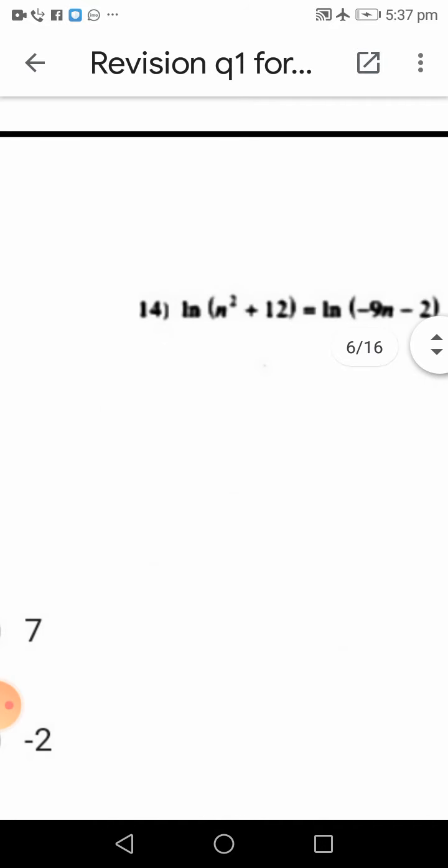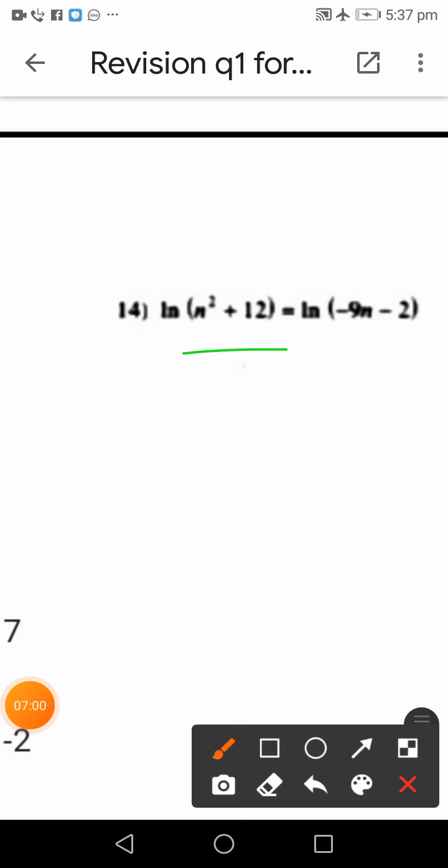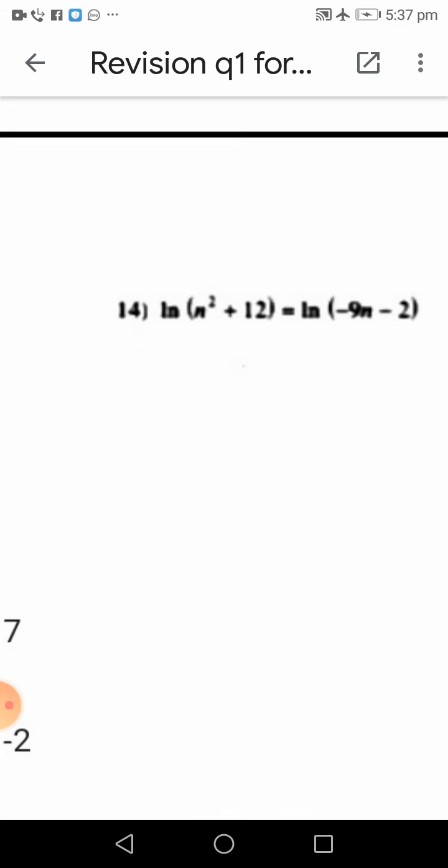Here, if I have ln, I will take the inner equals the inner, right? I will take n squared plus 12 equals negative 9n minus 2. Then shift solve to get the answer. What about here?